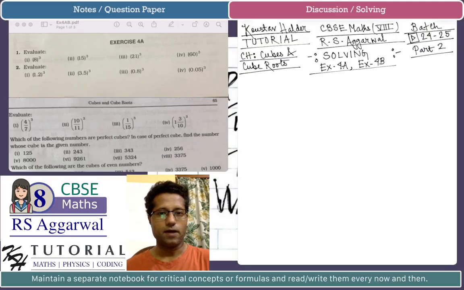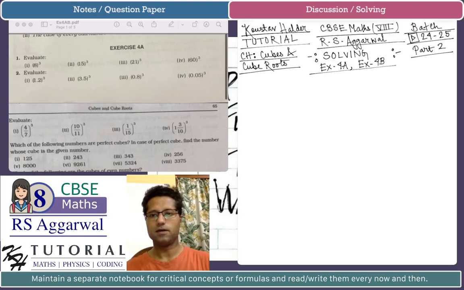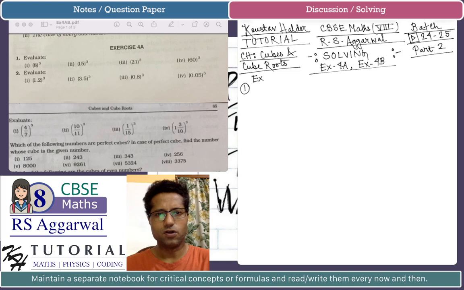Okay, so I have the problems from exercise 4A and 4B on the left hand side, and on the right hand side I will do the solving and discussion of concepts applied to solve a problem. So let's start solving. This is exercise 4A. Perhaps I will not solve all the problems, but the majority of them, so that you get an idea of how to apply the concepts to solve the given problems.